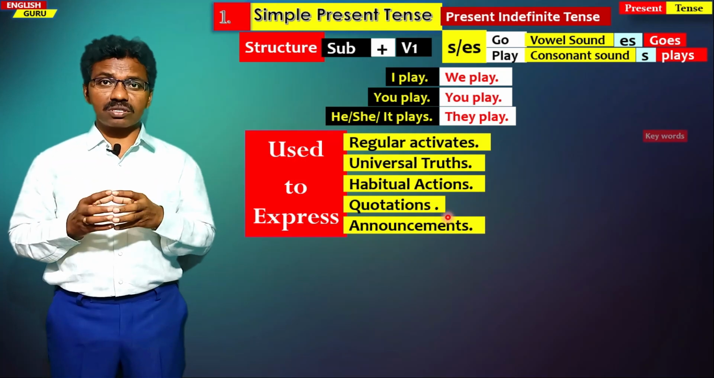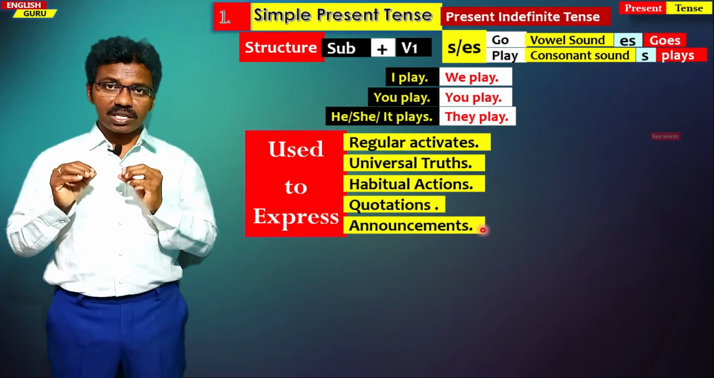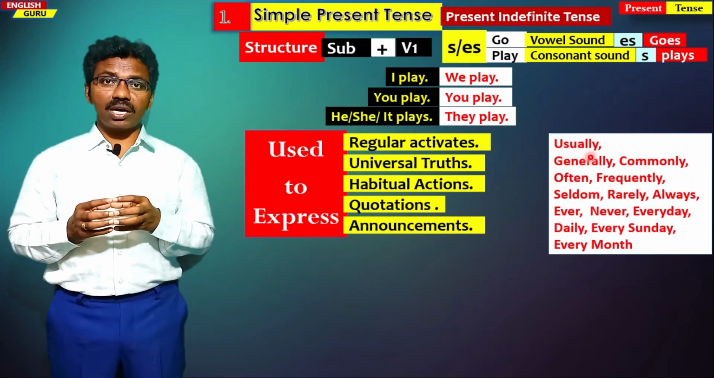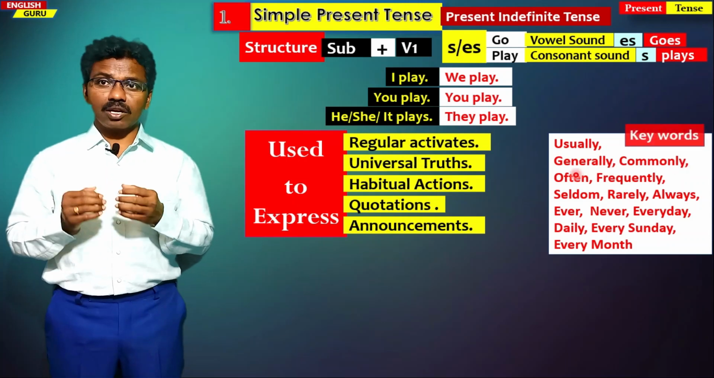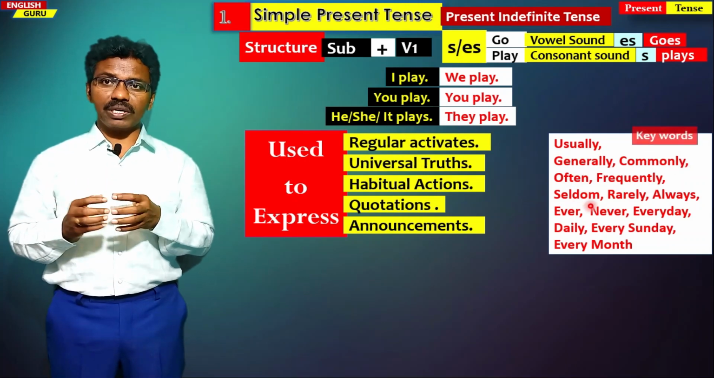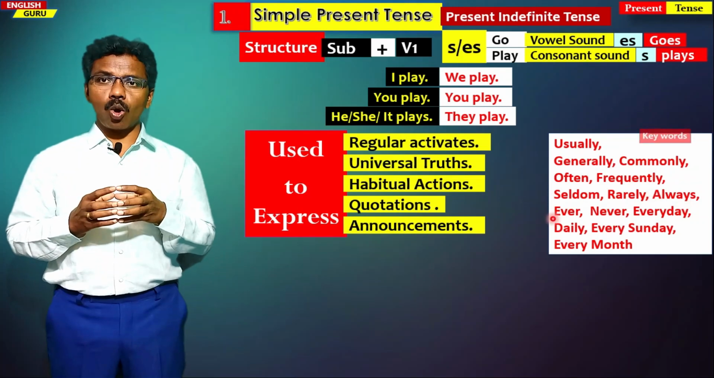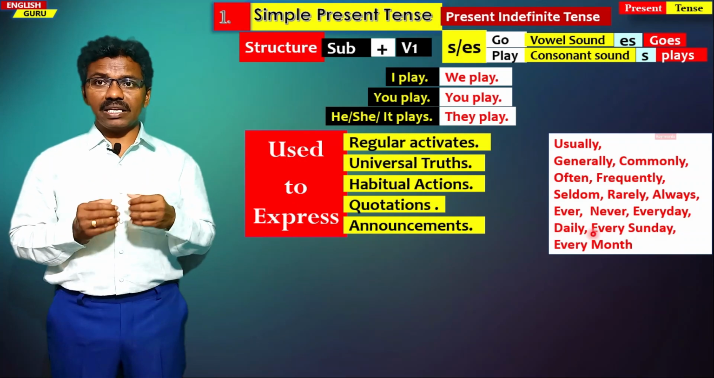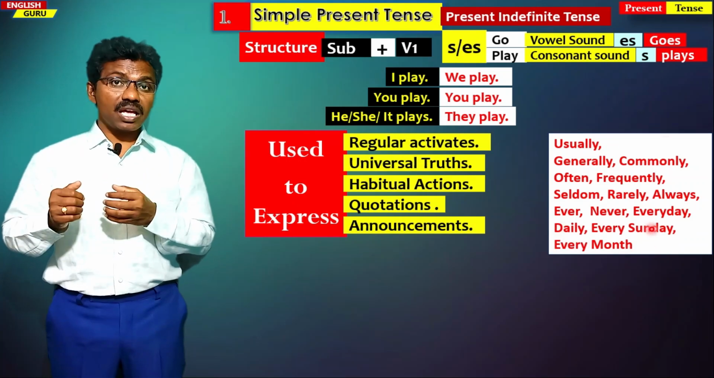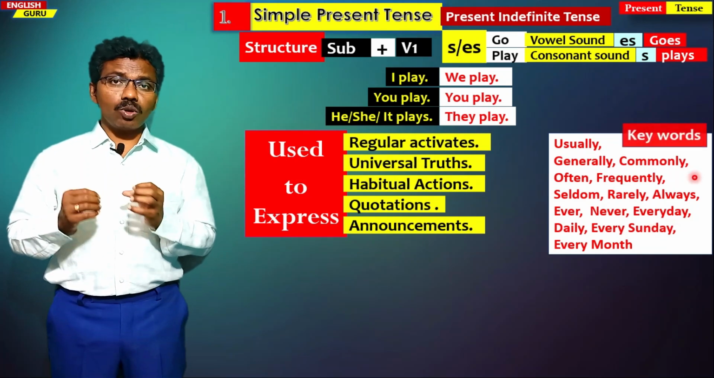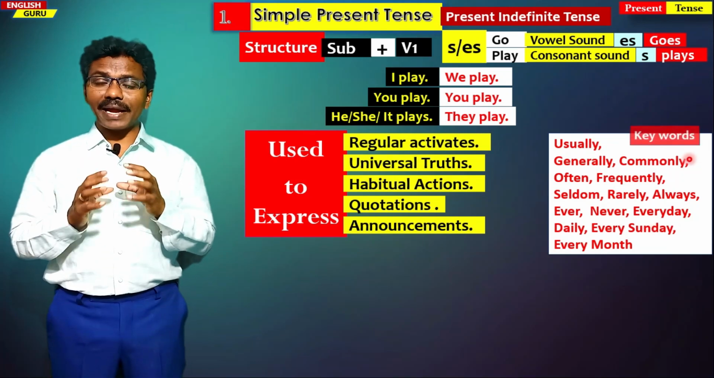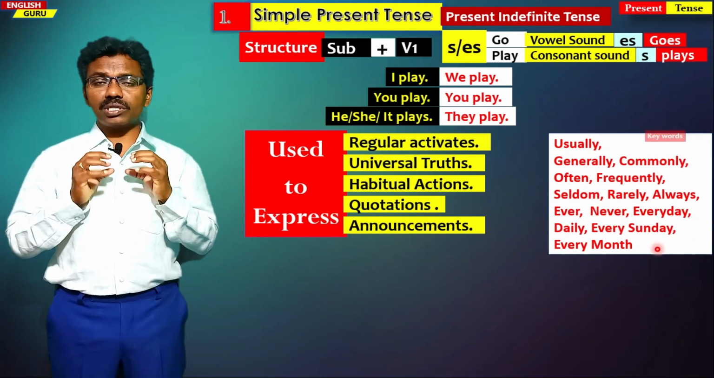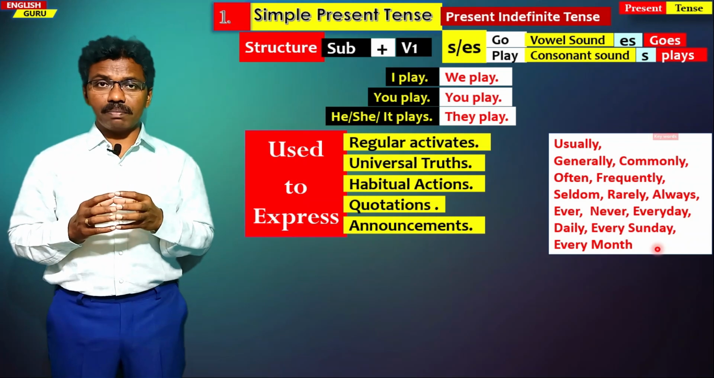And there are some keywords which help us understand that a sentence belongs to simple present tense. Those keywords are usually, generally, commonly, often, frequently, seldom, rarely, always, ever, never, every day, daily, every Sunday, every month, every year, etc. These are the keywords that will guide us to know about simple present tense. Let us try to take some examples and understand in a better manner.